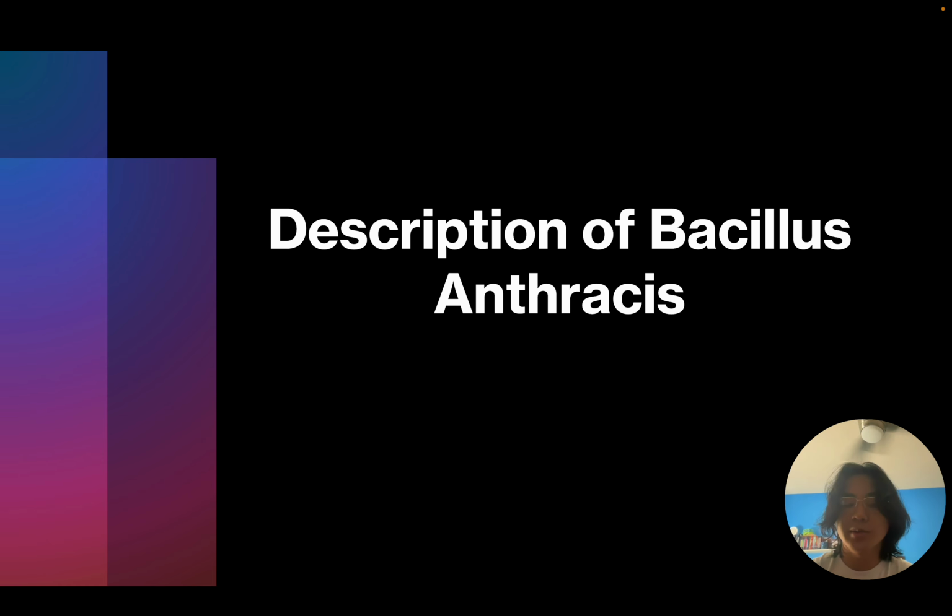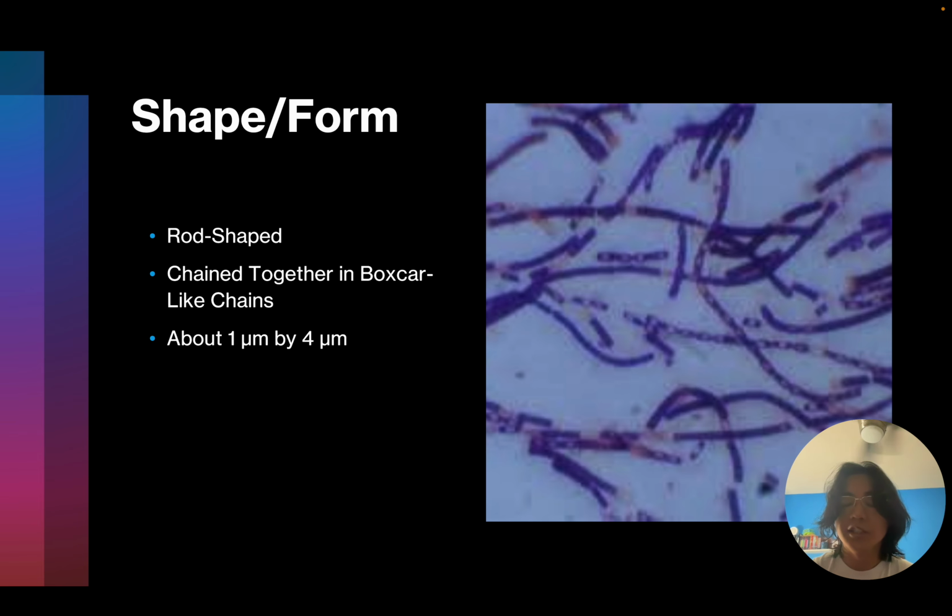So, this is the description of Bacillus anthracis. The shape or form of it is rod shaped, and it's chained together in boxcar-like chains. It's about 1 micrometer by 4 micrometers. So they're all chained together in little lines. So they're longer than they are wide.